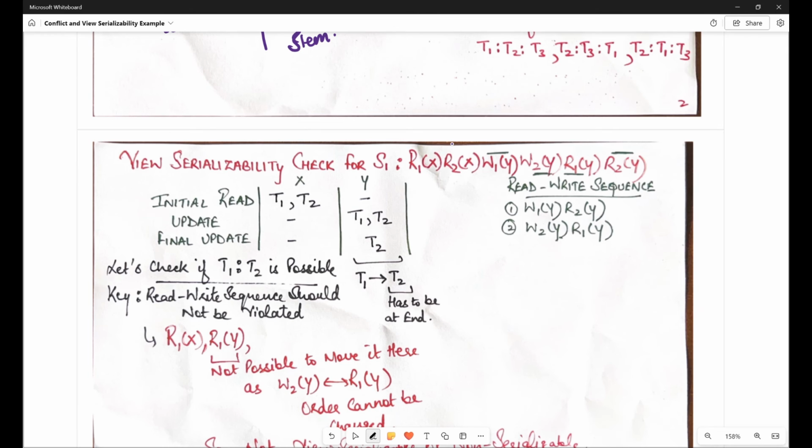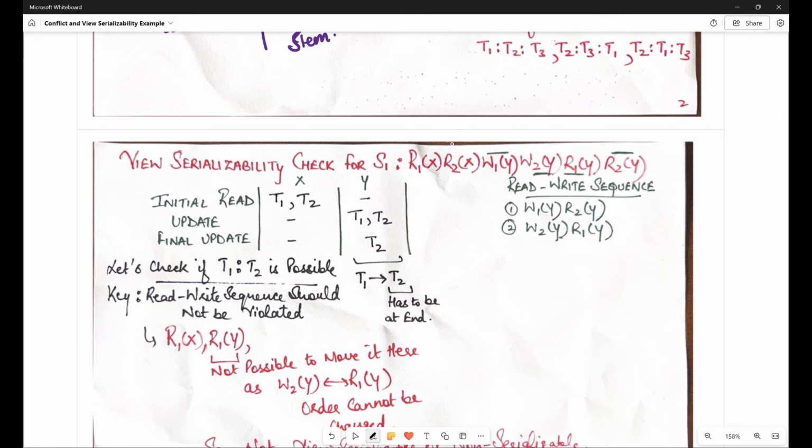Okay, now update. 2 write operations happening on Y, no write operation happening on X. We've already discussed that. So blank here and blank here. Coming back to Y, 2 write operations happening on Y, T1, T2. So we write both T1, T2. Now which one is updating it at the end? T2 is updating it at the end. So final update goes to T2.